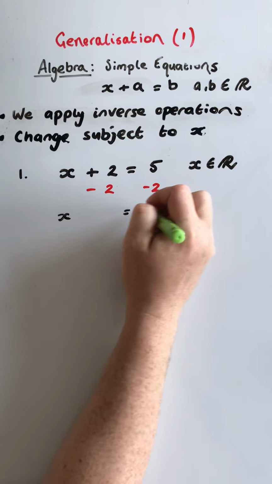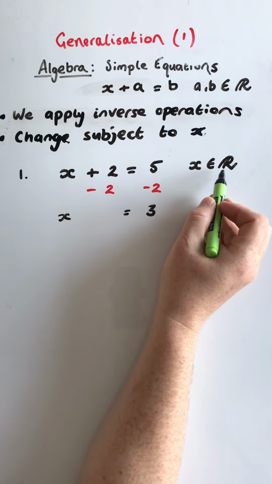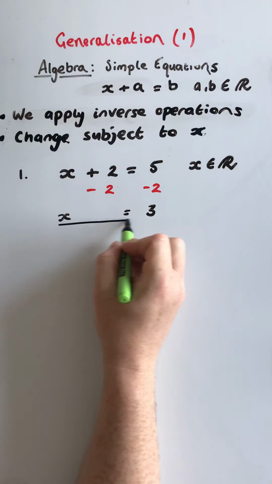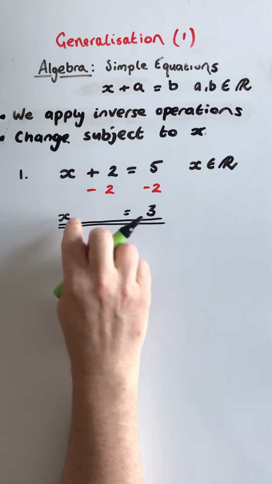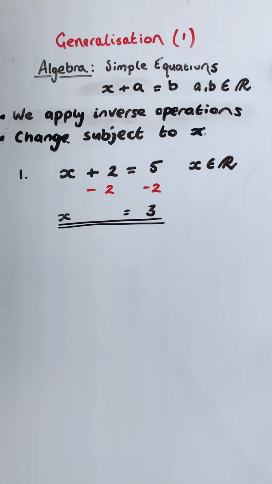5 minus 2 is equal to 3, and that is the final answer. x is a member of the real number line also. If x is 3, then 3 exists. 3 is on our number line. Okay, so that was a recap.